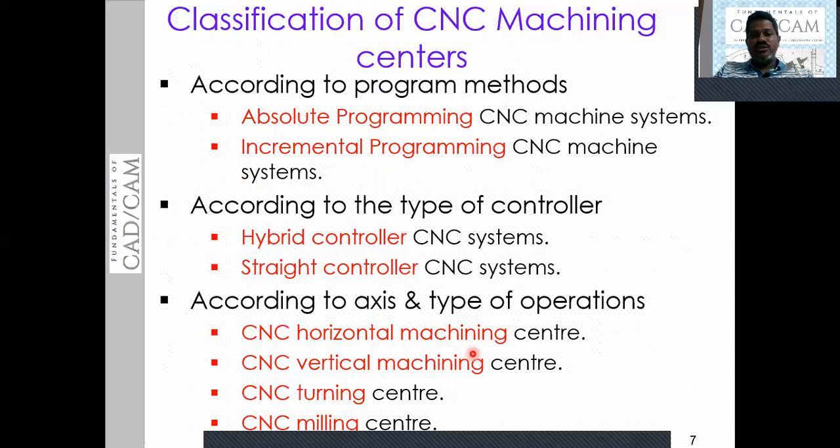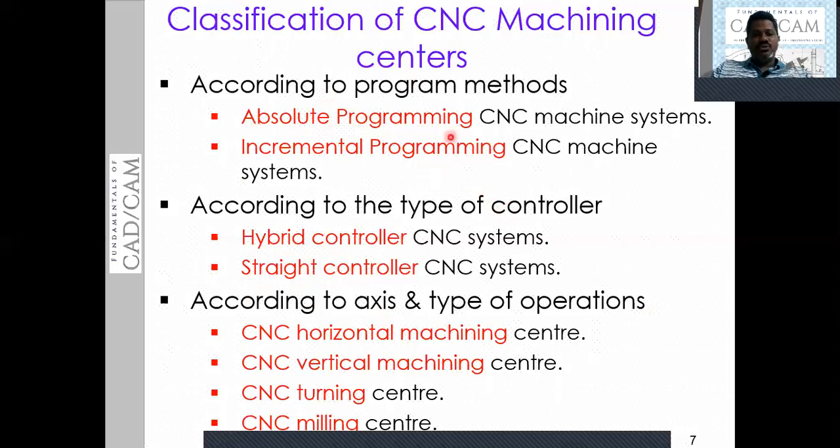Now let me move on to the other type of classification. This is according to the programming methods. You have two different programming methods: in what way you are giving the coordinate values, in what way you are calculating the coordinate values. You have x-axis and y-axis, and you have one reference point in the coordinate system while programming or referencing the movements of the tool.